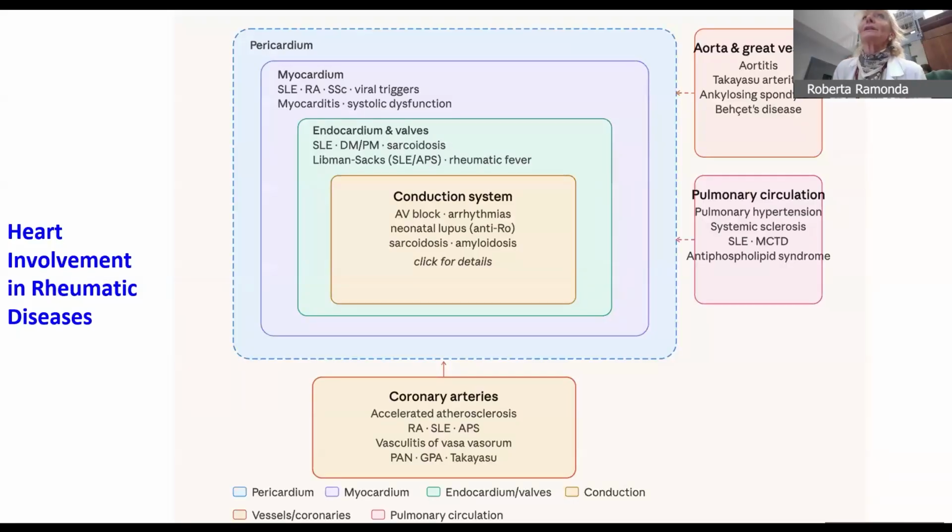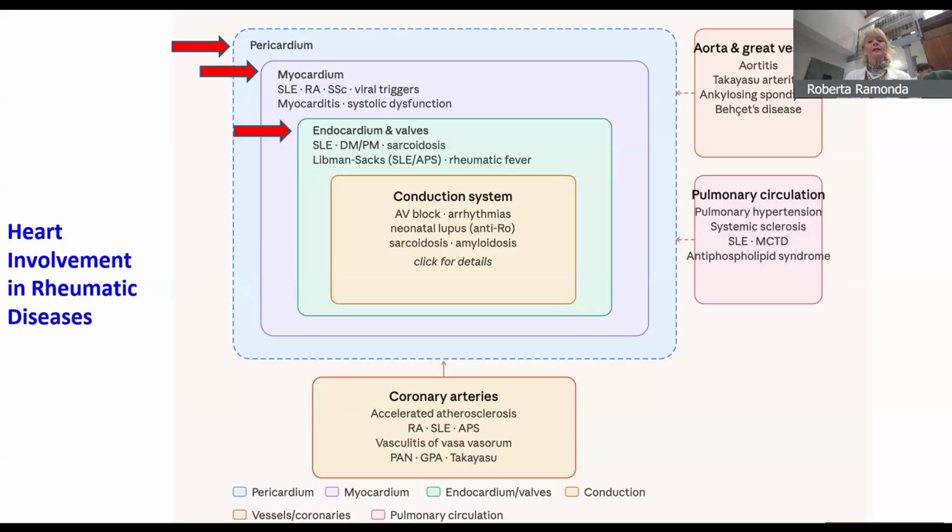Each layer of the heart can be involved in patients affected by rheumatic disease, and in particular the pericardium with pericarditis. It could be involved in patients with rheumatoid arthritis, lupus, and many other diseases. Also the myocardium with myocarditis, and in particular with systolic dysfunction in patients affected by lupus, rheumatoid arthritis, and systemic sclerosis prevalently.